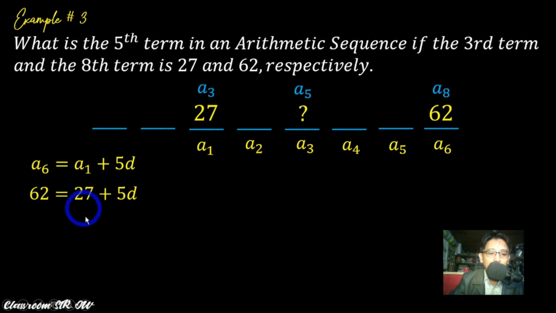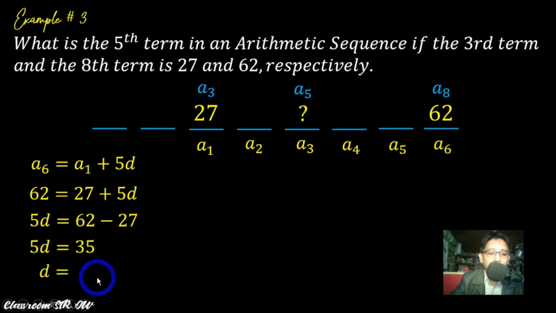We transpose 27, so we have 62 minus 27 because positive becomes negative. Simplifying further, 62 minus 27 is 35. Dividing both sides by 5, our common difference is 7. So we can now solve for our a sub 3.